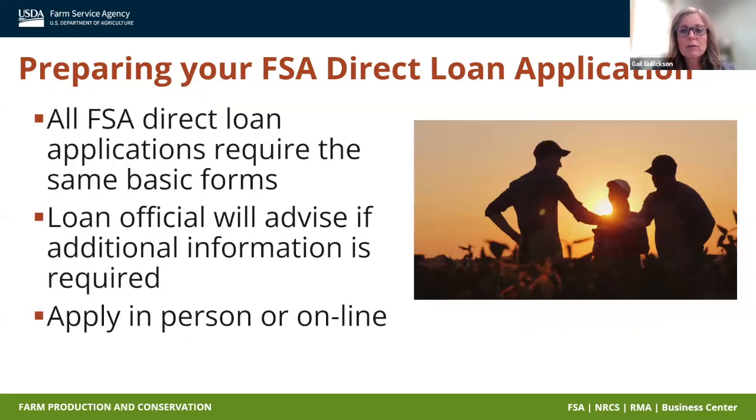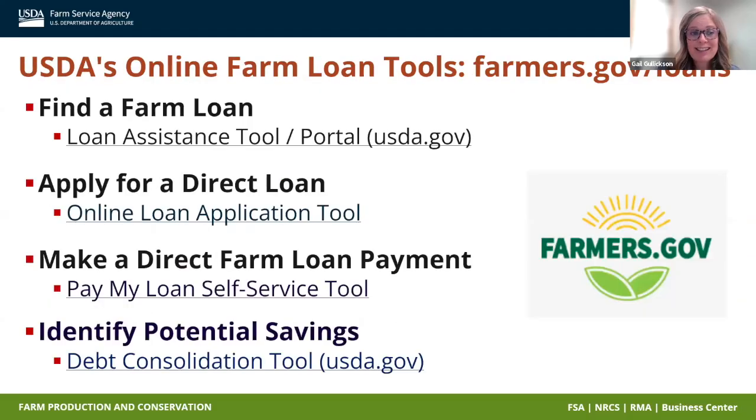So then, actually preparing to submit an application, right? All of our farm loans will require the same basic information, and then your loan official is going to advise if there's additional information needed. For instance, if your request is to buy pasture, then a signed purchase agreement would be required. It just depends on what your request is for. And you may apply in person or online with our loan application tool, which is right here.